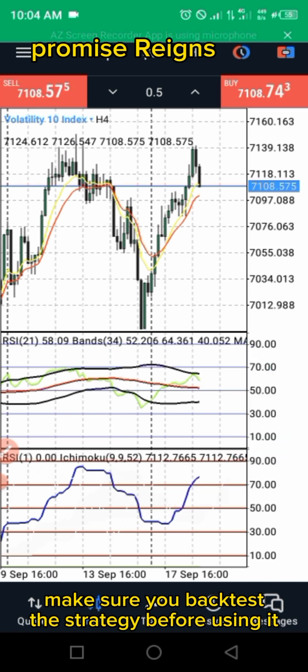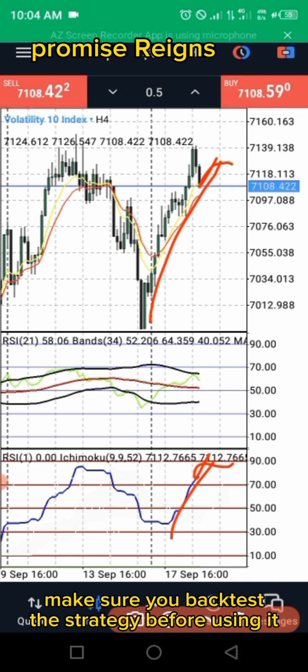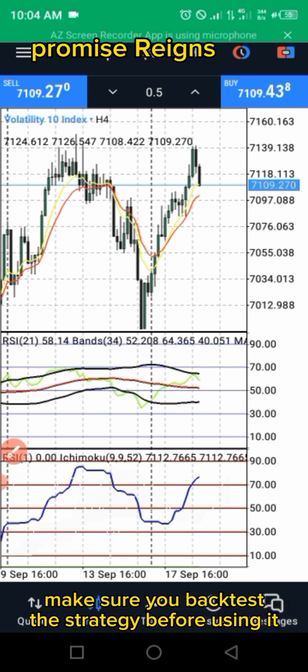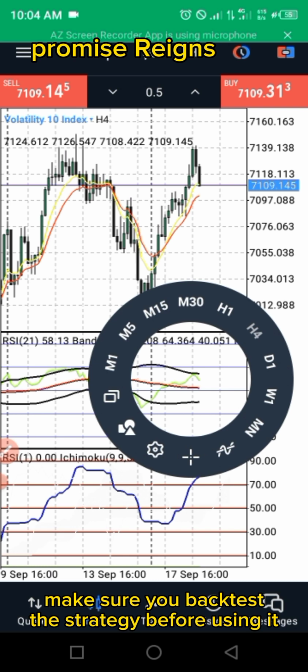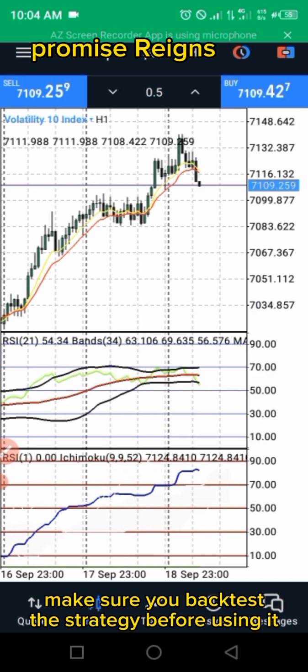You check for the direction of the market. Currently it's an uptrend market. If you notice, the indicators are pointing up also, and the yellow line has crossed the red line. So we are in an uptrend market. Since we know that, what are we going to do? You go to your 1 hour and look for entries.